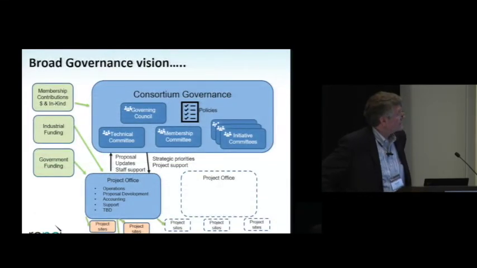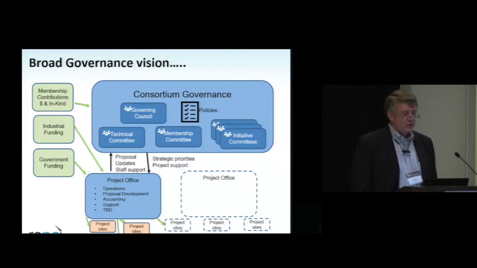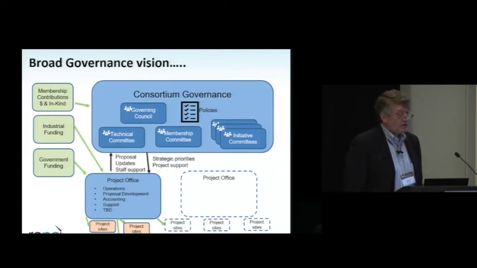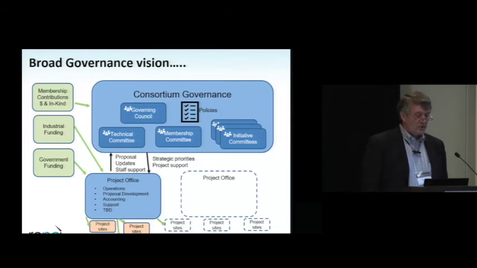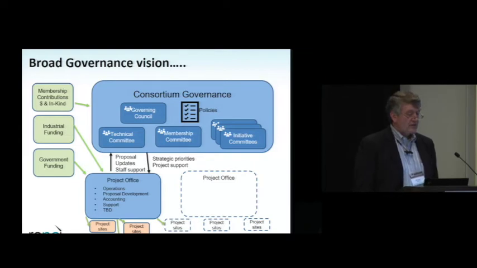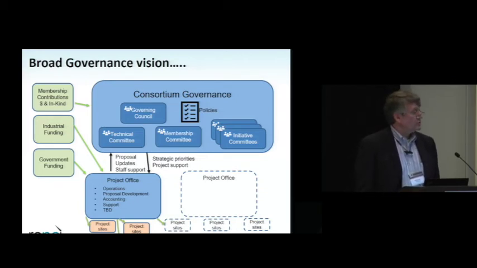This eye chart is a broad governance vision of what it might look like. I've taken some liberties with it, but clearly it's a governance group that has technical communities, a membership community, and a number of different initiative committees. It's meant to work very closely with, in this case, the project office, TIPOFF, with government funding and industrial funding going to the project office, but membership contributions and in-kind going to the consortium, and then a close interaction between the consortium and TIPOFF.